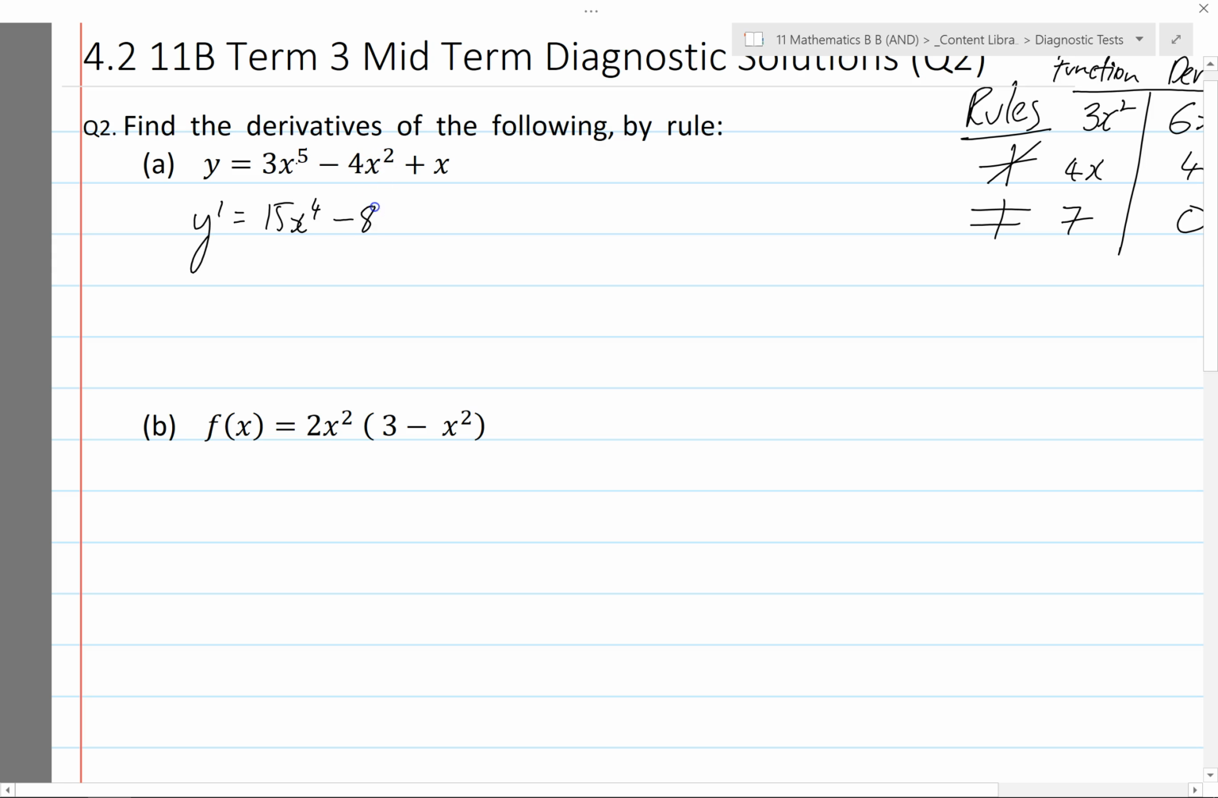Minus 4 times 2 is minus 8, reduce the power by 1. And now we've got a linear term, there's really a 1 there, I'll add 1. That's all the working that you need to show.